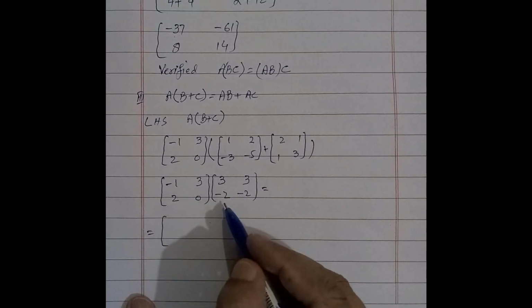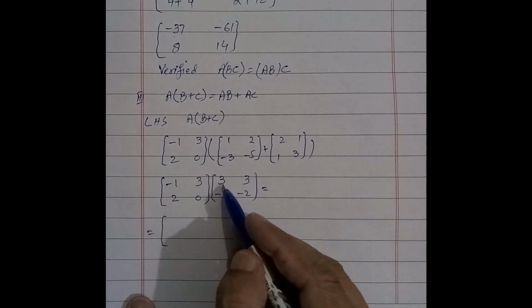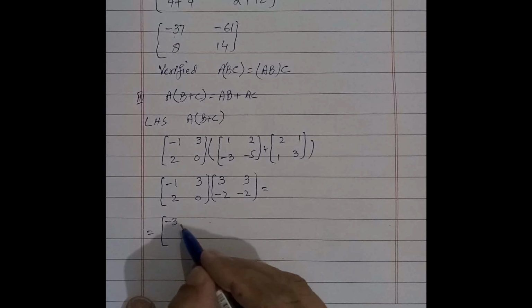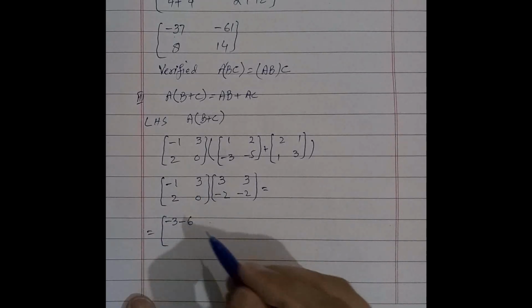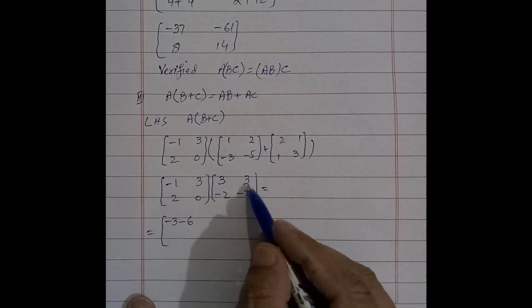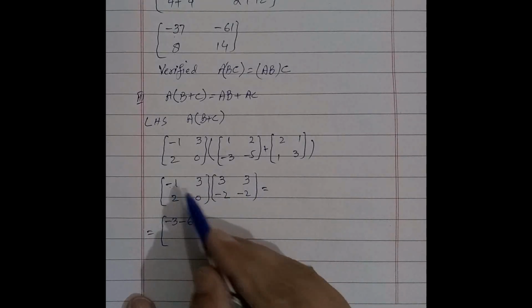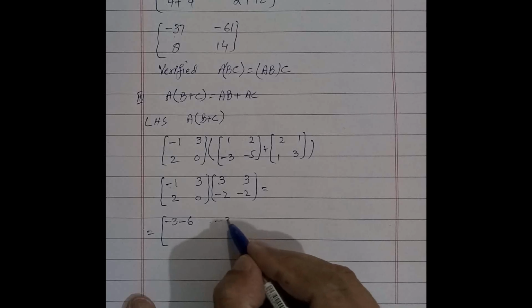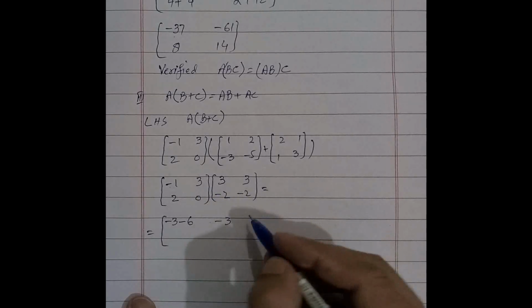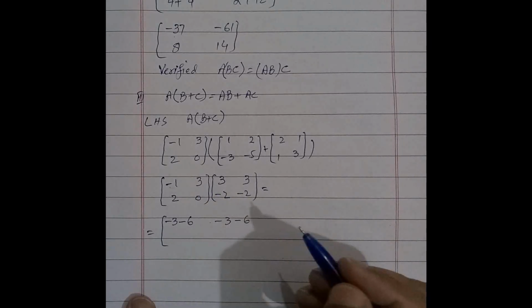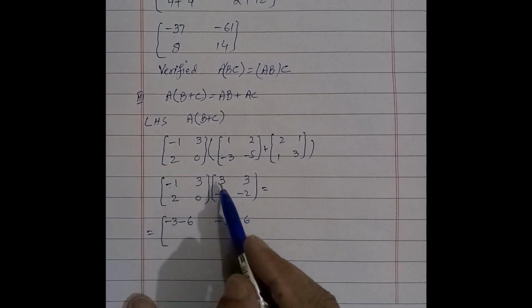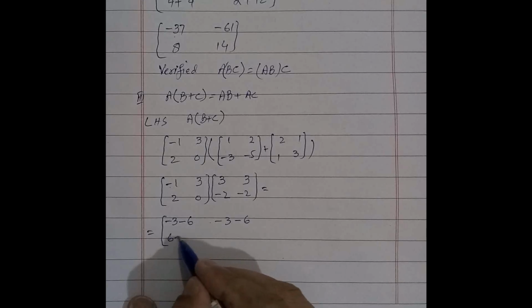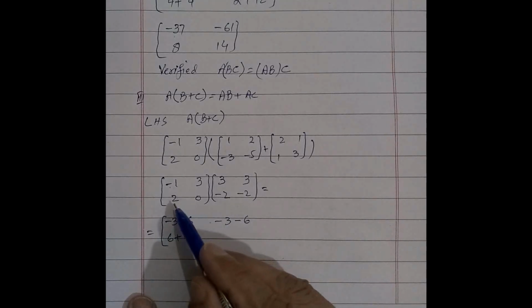First row with first column, -1 into 3 is equal to -3, 3 multiplied by -2 is equal to -6. First row with the second column is -1 into 3 is equal to -3, 3 multiplied by -2 is equal to -6. Second row with first column is 2 multiplied by 3 is 6, plus 0 multiplied by -2 is equal to 0.